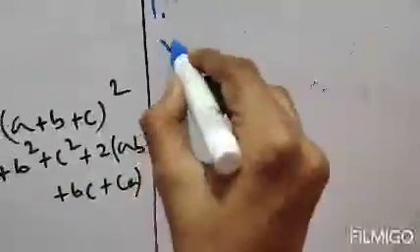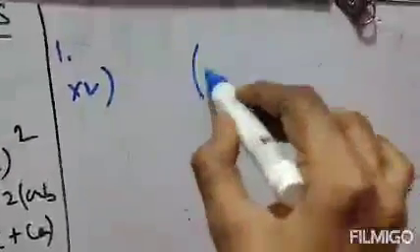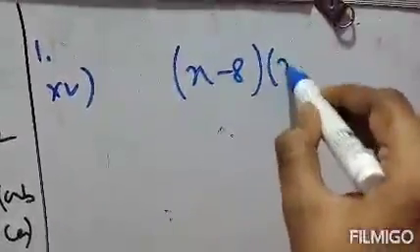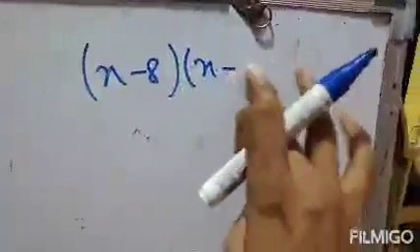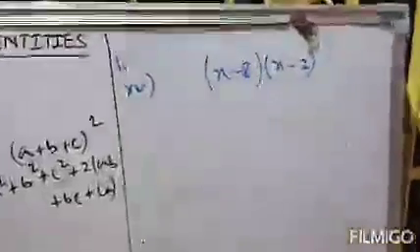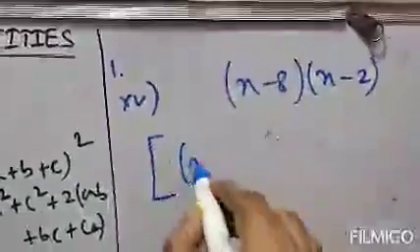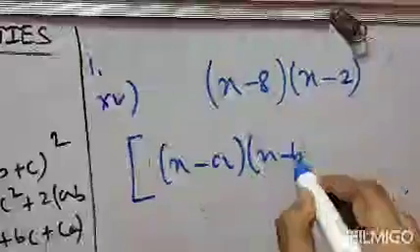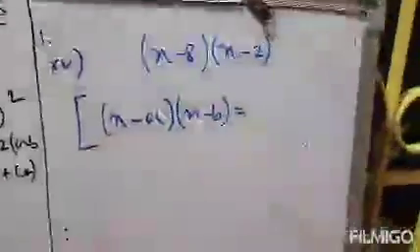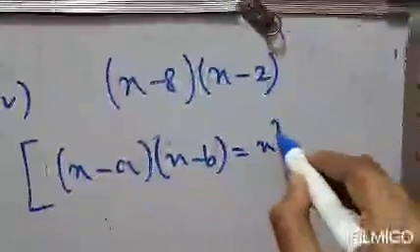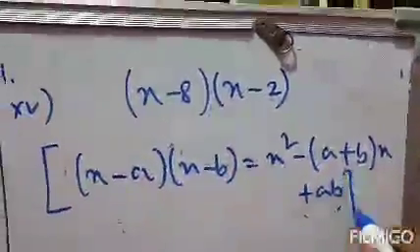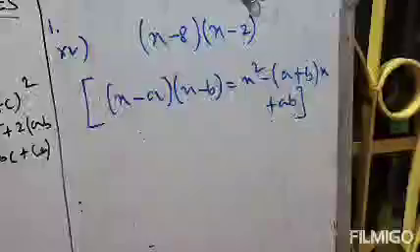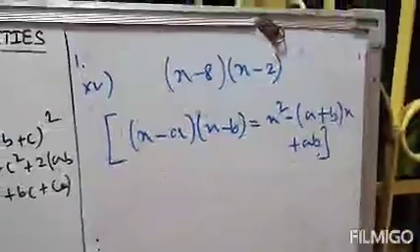Question number 15 is x minus 8, x minus 2. Here both signs are minus, therefore this identity should be used, x minus a, x minus b. Both signs are minus. So the formula of this identity is x square minus a plus bx plus ab.